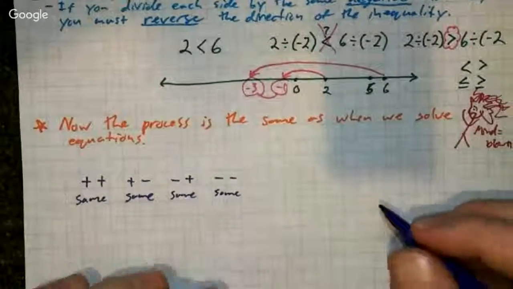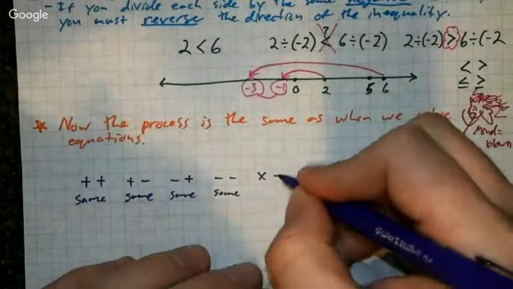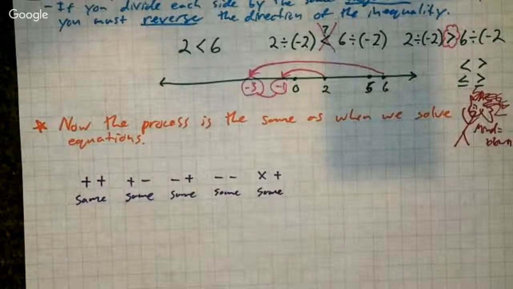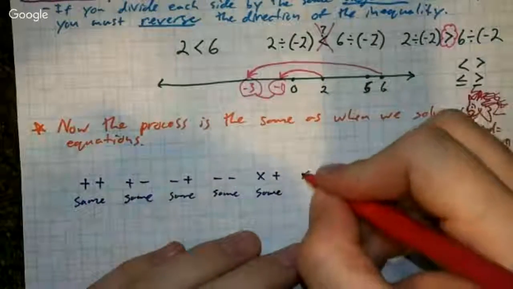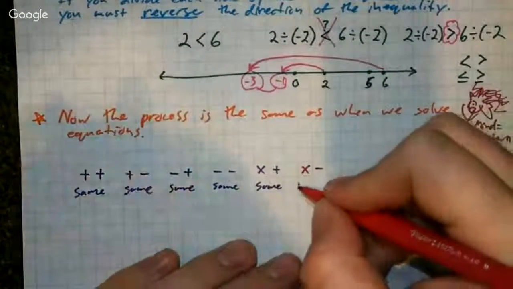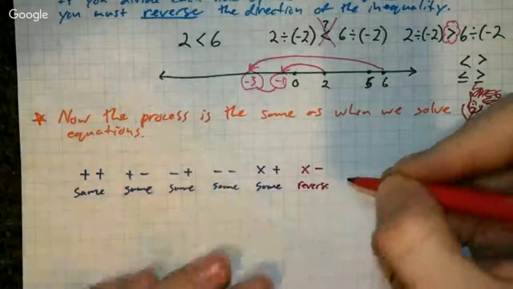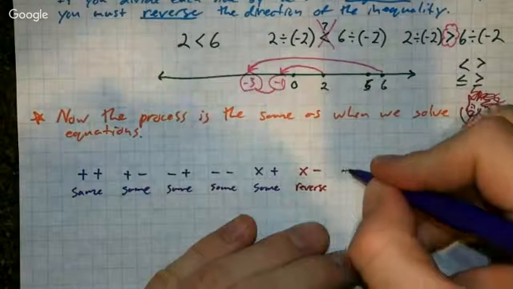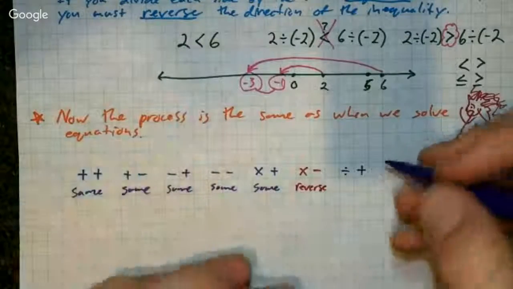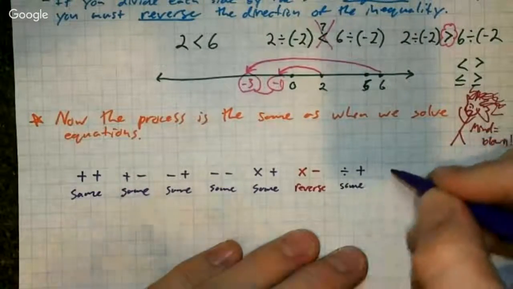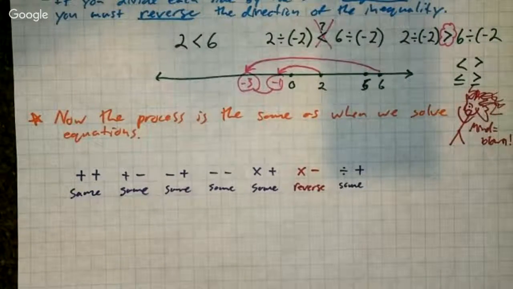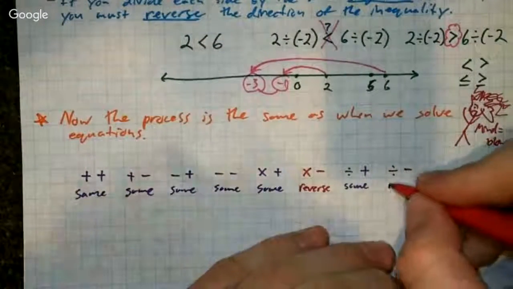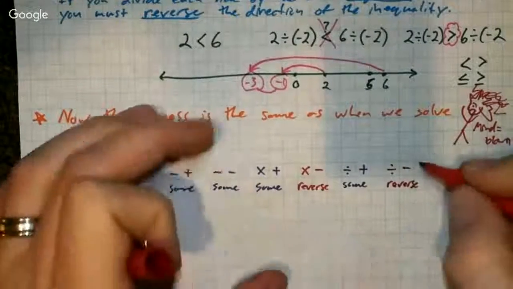Now let's get into the tricky stuff. If you are multiplying by a positive number, it's the same. But if you are multiplying by a negative number, you reverse. Nothing else, just reverse. What if you are dividing by a positive number? It's the same. But what if you are dividing by a negative number? You reverse. And that's it.